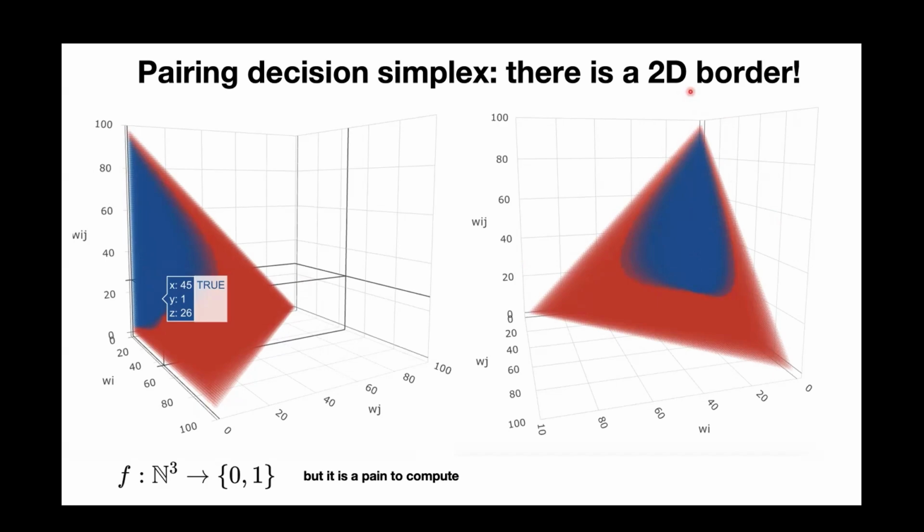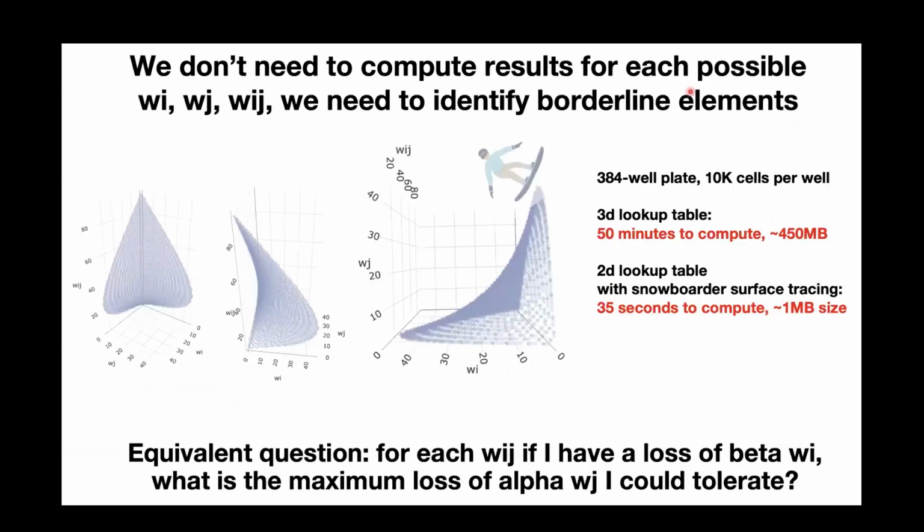And because there's a 2D border, you could translate this pre-computed 3D decision simplex into a 2D table. Basically you ask this question: for each overlap value, if I have a certain loss of beta, what is the maximum loss of alpha I could tolerate, right? If you answer this question, and the answer is this 2D table showing the maximal loss, then you could speed up the computations dramatically, because below this loss you accept every pair, and above this loss you reject every pair.